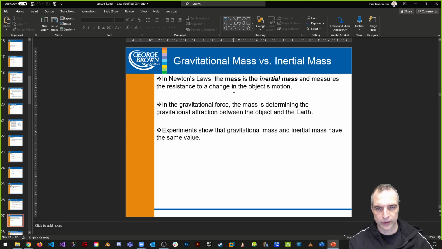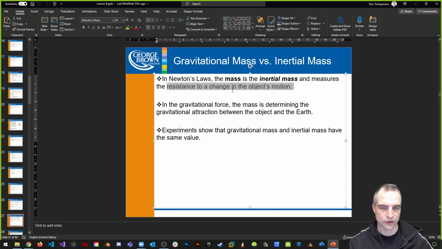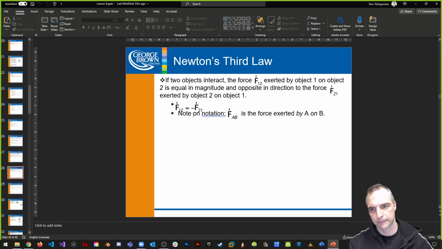And there is a difference between the masses. In Newton's law, the mass is the inertial mass, and it measures the resistance to change in an object's motion. This is an important one. The more massive an object is, from Newton's law's perspective, the more resistance to change it has. Experiments show that gravitational mass and inertial mass have the same value.